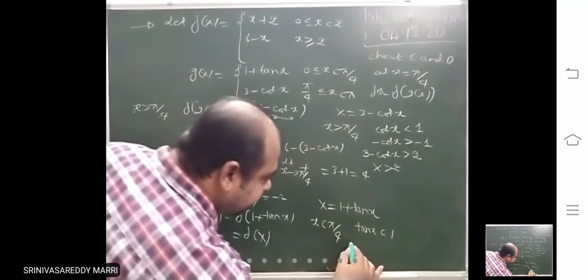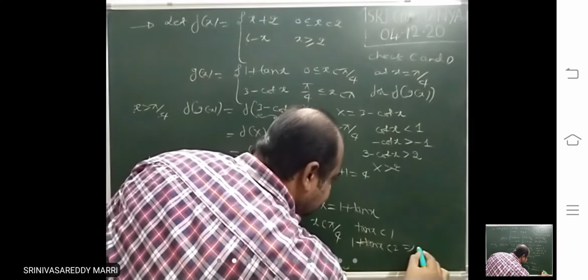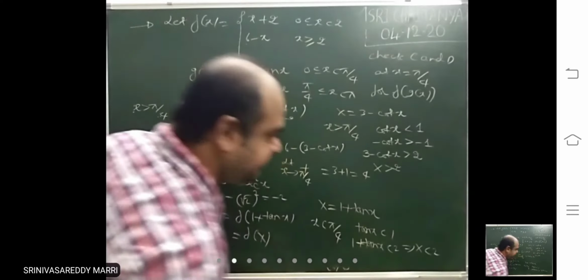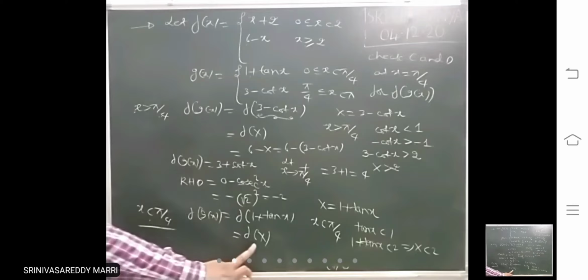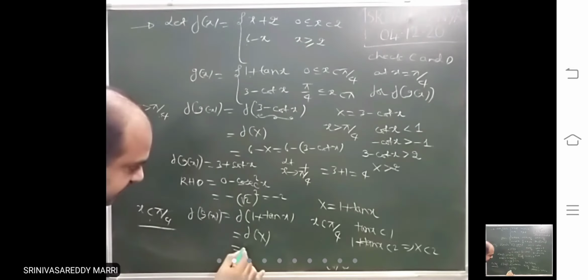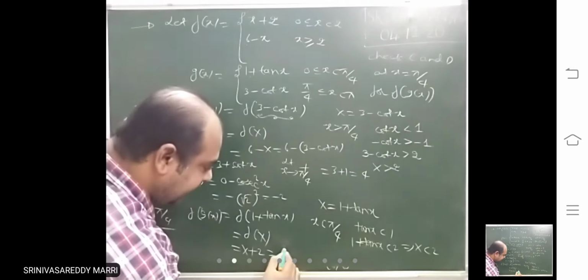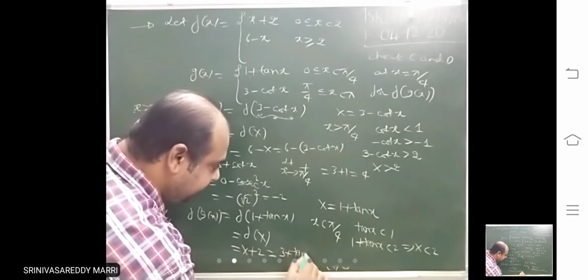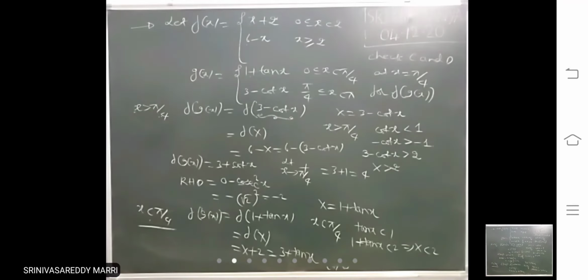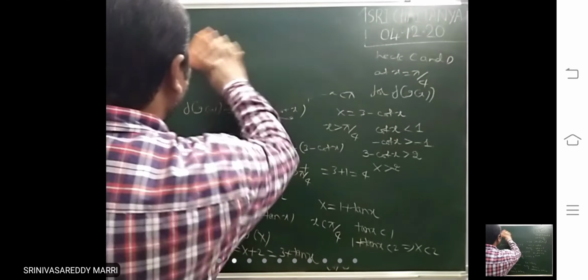Tan x less than 1 means 1 plus tan x is less than 2. That means capital X is less than 2. Less than 2 means, by the definition, f is X plus 2. That means this is nothing but capital X plus 2. Capital X is 1 plus tan x, so you will get 3 plus tan x for x less than pi by 4. By using this, you can calculate the left limit and the left hand derivative.